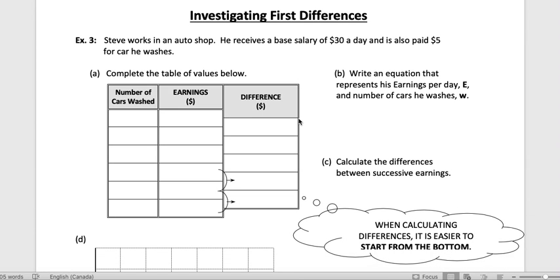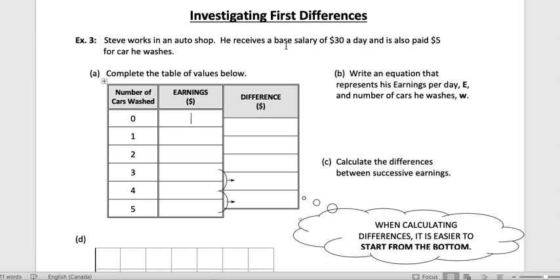Steve works in an auto shop. He receives a base salary of $30 per day and is also paid $5 for every car he washes. Complete the table of values. So 0 cars, 1 car, 2 cars, 3 cars, 4 cars, 5 cars. These are the ones you get to make up. His earnings.